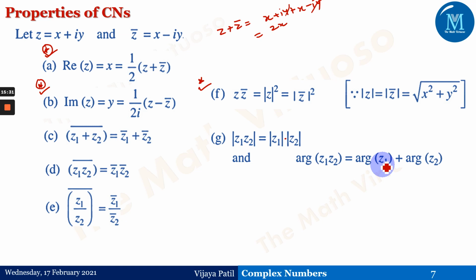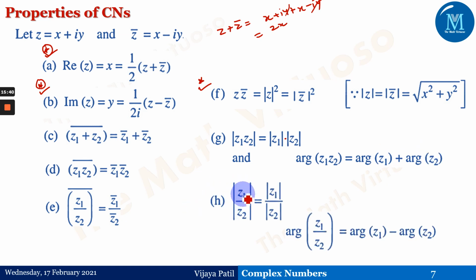Similarly, the same thing will be applicable for the argument, that is the theta. Argument of z1 into z2 is argument of z1 plus argument of z2. Similarly, mod of z1 upon z2 is equal to mod of z1 upon mod of z2. Similarly, argument of z1 upon z2 is equal to argument of z1 minus argument of z2, very important. So these are the two very important properties, argument of z1 into z2 and argument of z1 upon z2. We'll be using these facts in questions like De Moivre's theorem and all. So just have a note of these two very important properties.